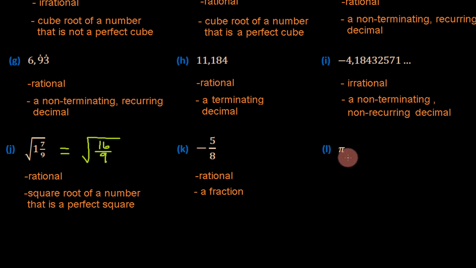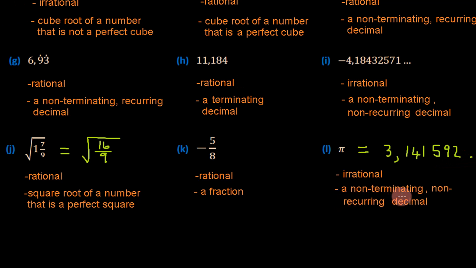Then lastly, we have pi. Now, pi can also be written as 3.141592, etc. We know that pi is an irrational number, and the reason is that it's a non-terminating, it continues forever, and non-recurring decimal. And once again, non-recurring means that there's no pattern after the decimal point or the comma.